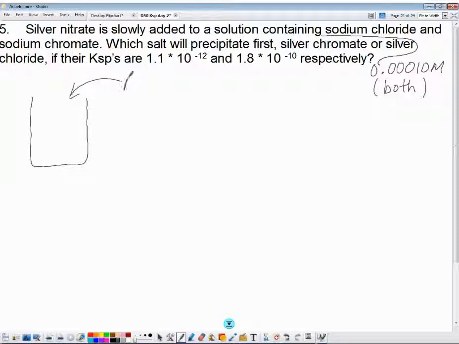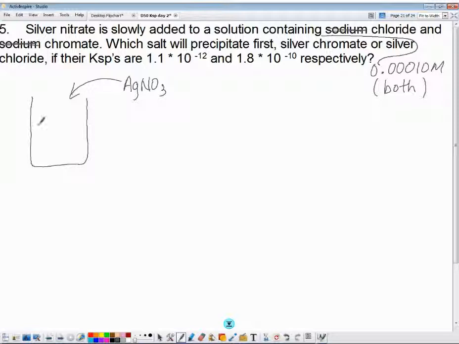Okay. Silver nitrate is being added to a beaker that's got sodium chloride and sodium chromate. Who do you think is going to spectate here? Both of them have sodium in them, so let's just leave sodium out. Isn't sodium always going to be soluble anyway? Yeah. And so anytime we see nitrate and sodium and potassium and acetate and chloride in this unit, we're going to always spectate them, so just leave them out.